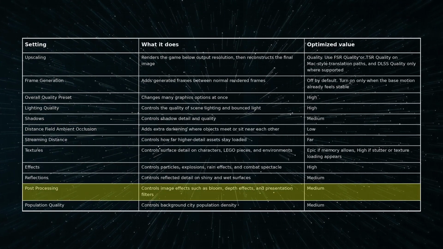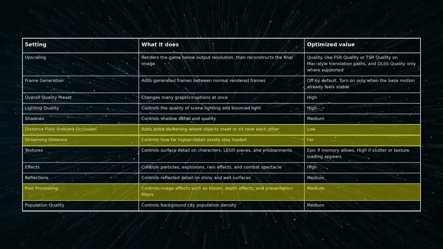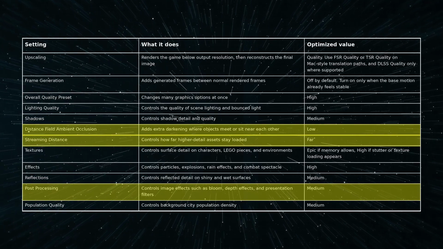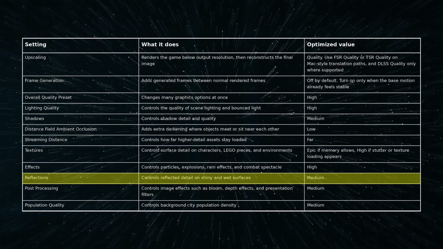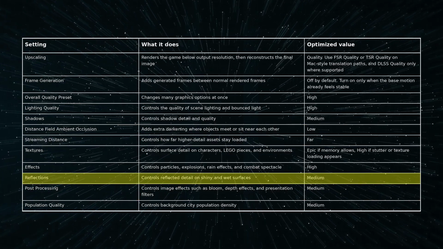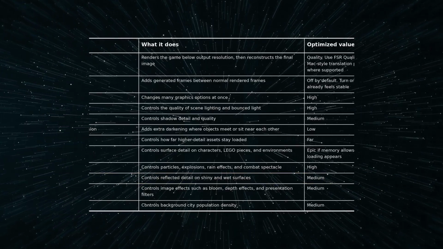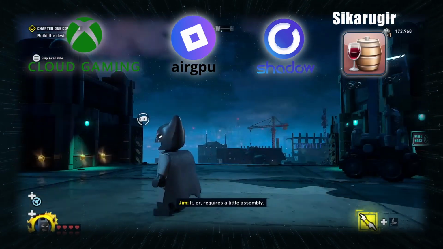For LEGO Batman Legacy of the Dark Knight, set post-processing to medium, distance field ambient occlusion to low, and streaming distance to far. This is for Gotham driving and fast camera movement, where small stutters are more noticeable. Set reflections to medium, because wet surfaces are part of the look, but if you need extra performance, lower those too. For even more performance gains, consider applying the rest of the suggestions included here. The other methods are a variation of this theme.